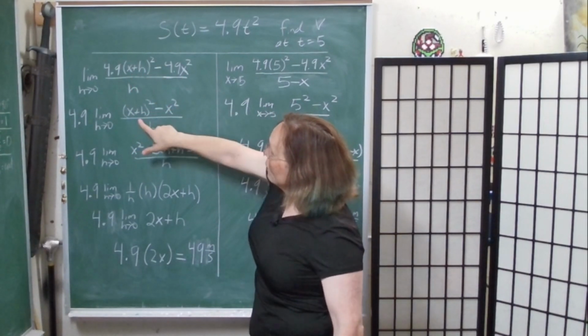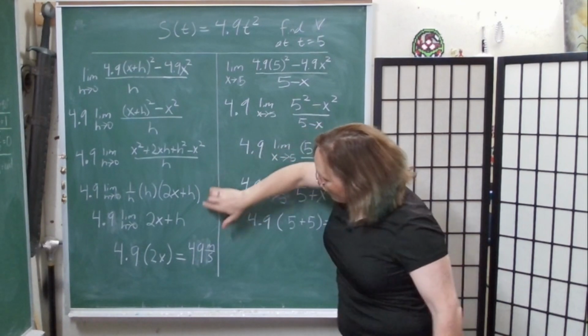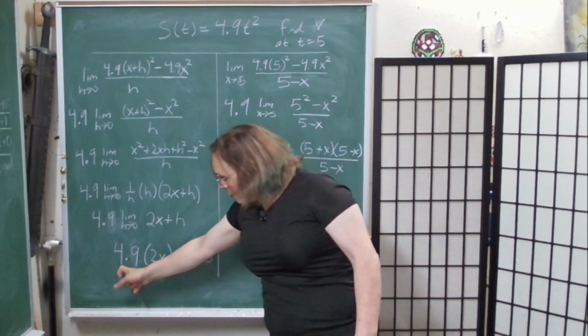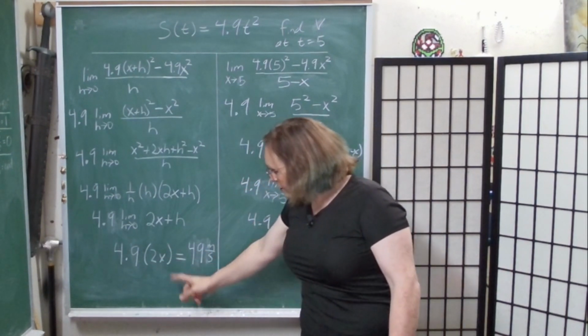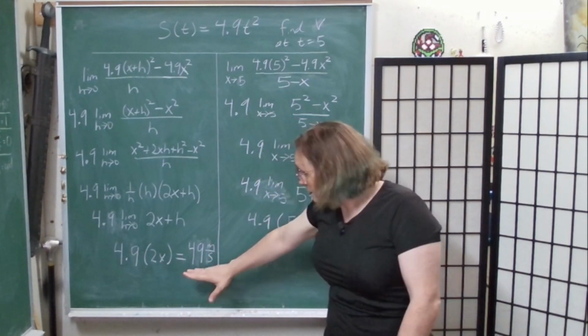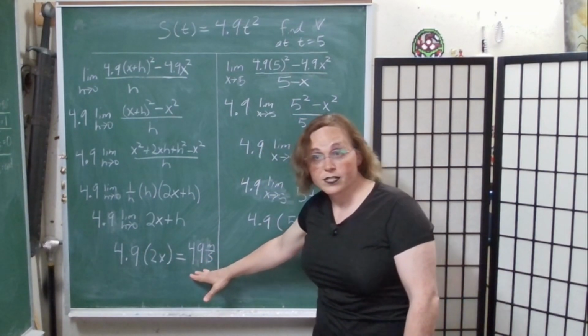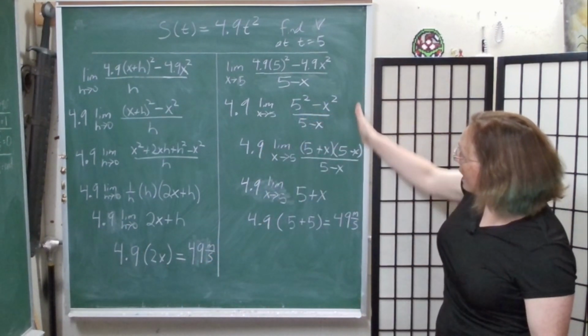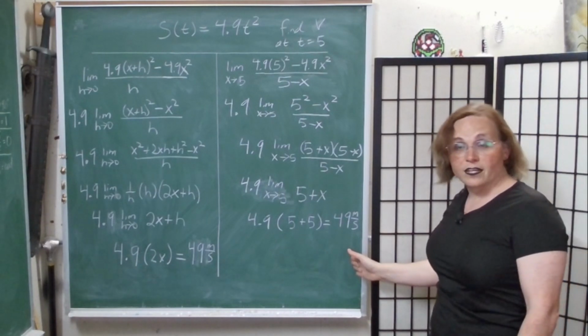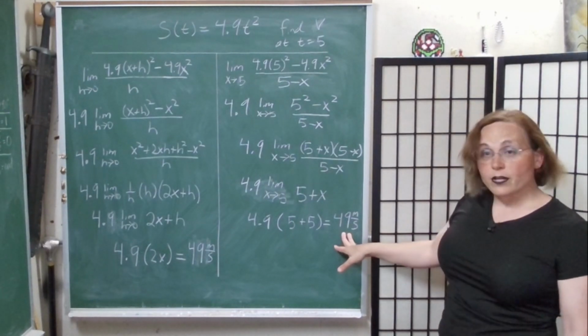Using our algebra with our identities, we get down here to the bottom, and we end up with 4.9 times 2x. Plug in 5 seconds for x, we get 49 meters per second. On this side, this is how we did it in the previous video, and we also get 49 meters per second.